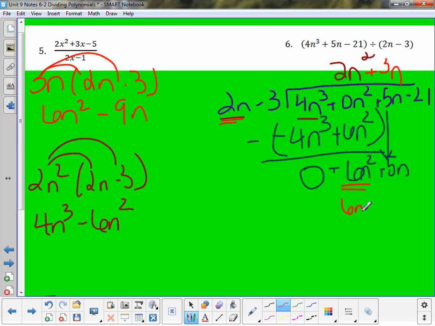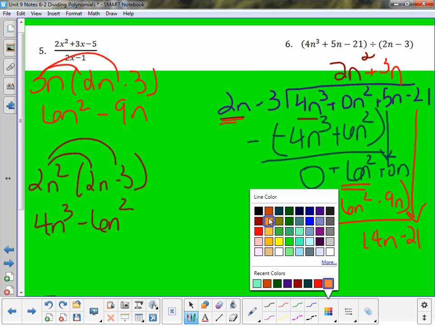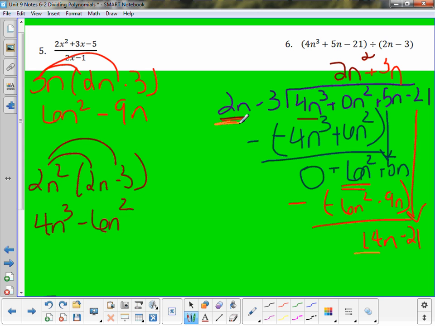So here I have 6n squared minus 9n. And now I want to change the signs of everything. 5n plus 9n is going to give me 14n. And then I'm going to bring down that minus 21. So now I'm asking myself what I need to multiply 2 by to get 14, and that's 7. So I'm taking 7 times 2n minus 3, and that's going to give me 14n minus 21. So those cancel out.